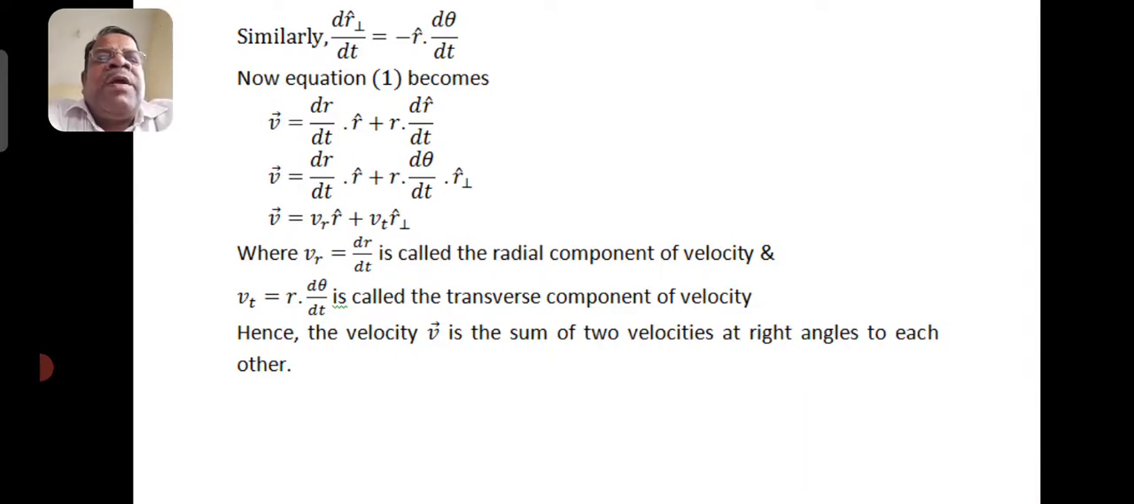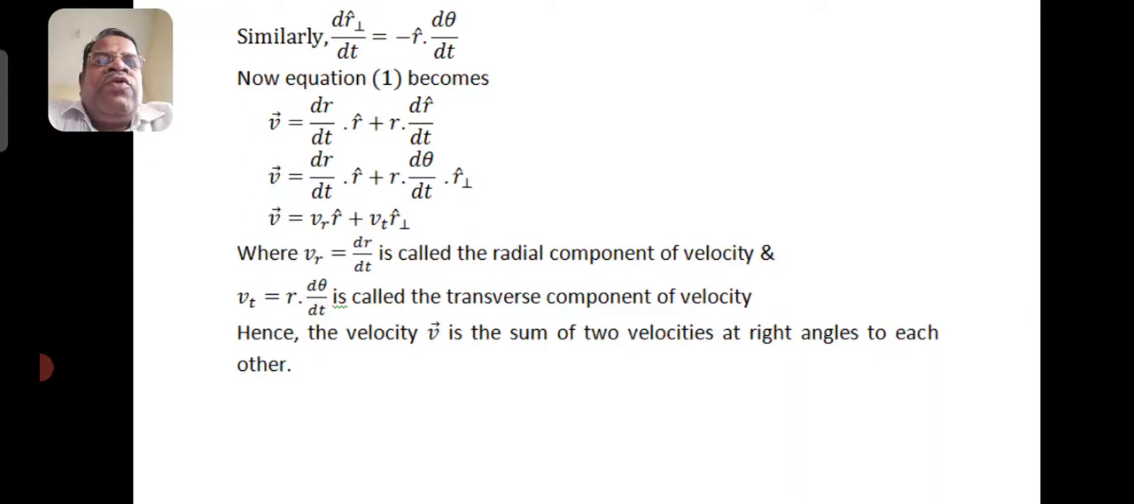Now equation 1 becomes v equals dr by dt into r cap plus r into dr cap by dt. Now we have to substitute the value of dr cap by dt, that is d theta by dt into r perpendicular cap. Finally, we get velocity v equals dr by dt into r cap, write r as it is, plus the value of dr cap by dt, that is d theta by dt into r perpendicular cap.